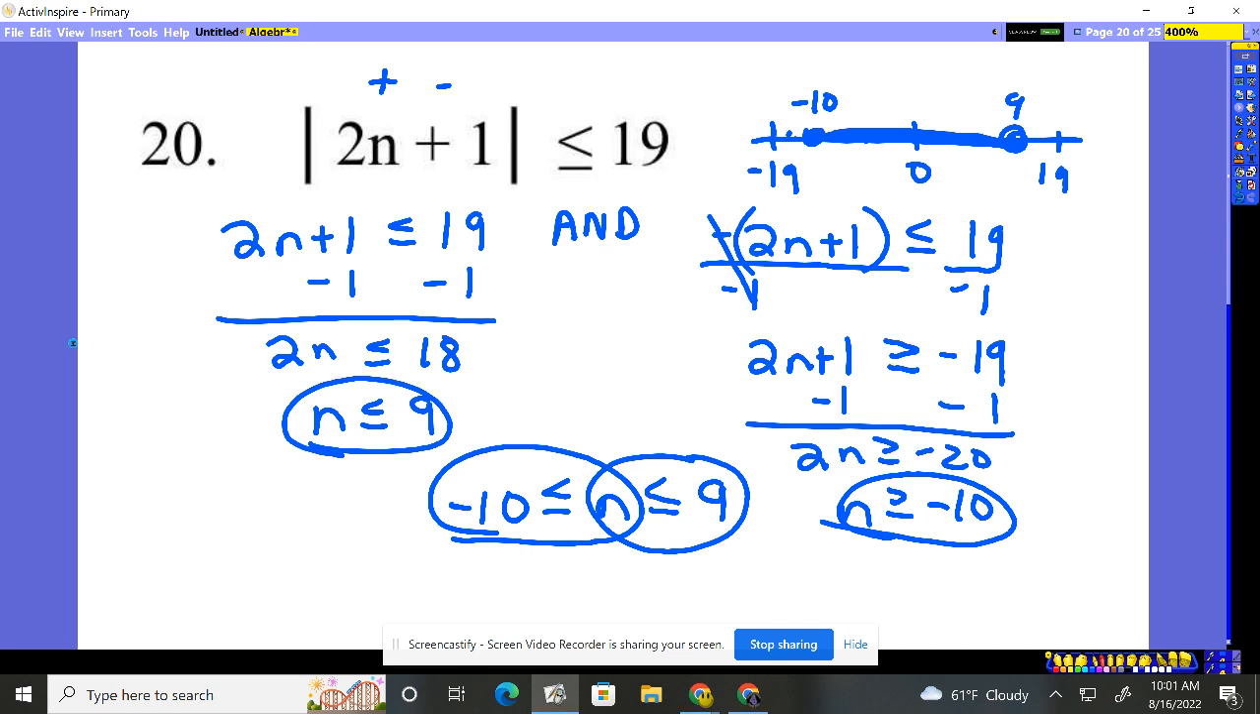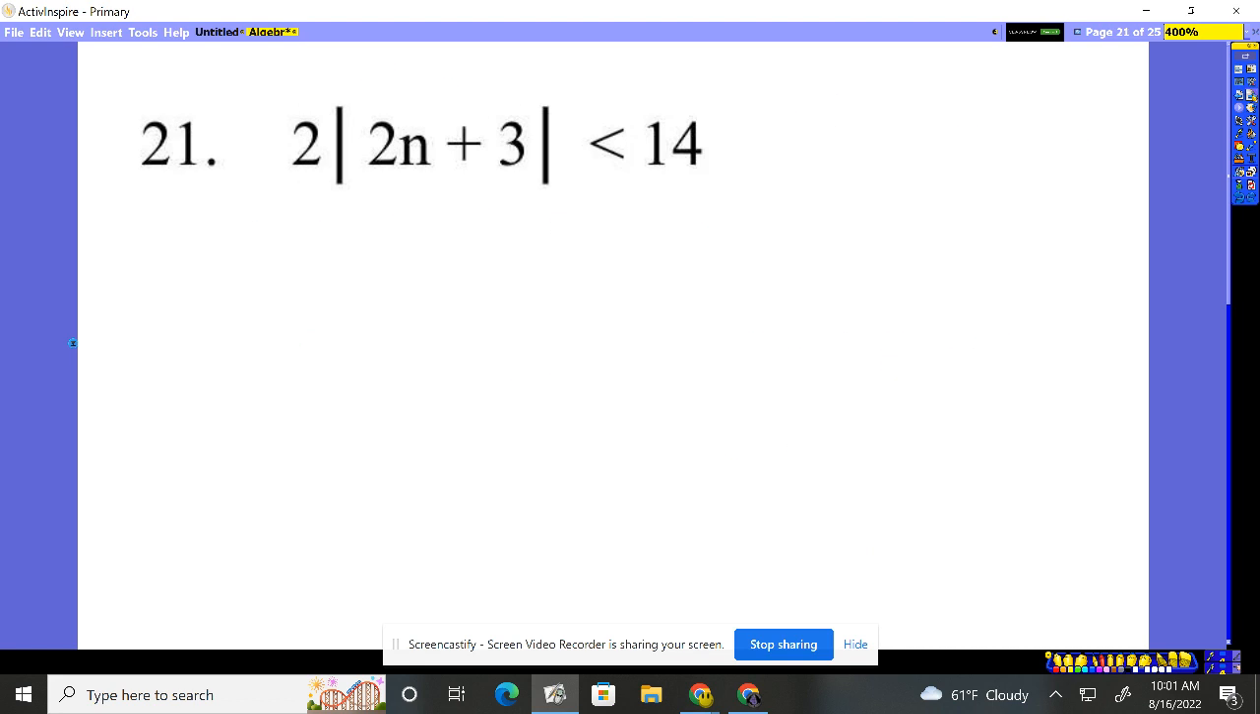Some teachers might let you write this right here and then put the word and then write that right there, but I don't like it. Doesn't work for Cecil. Next problem.